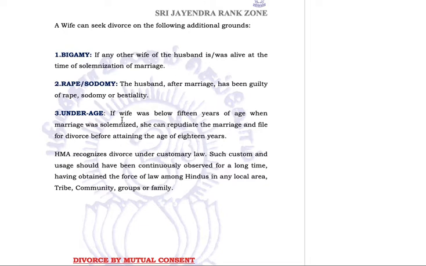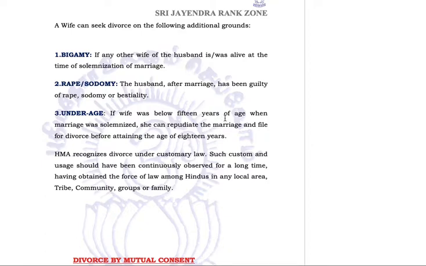Now you must be wondering that sir is saying if wife was below 15 years of age when marriage was solemnized, she can repudiate the marriage and file divorce after attaining age of 18. And then he is again saying that even if she was above 15 and below 18, then also she can take the divorce. Then why have I written it so?